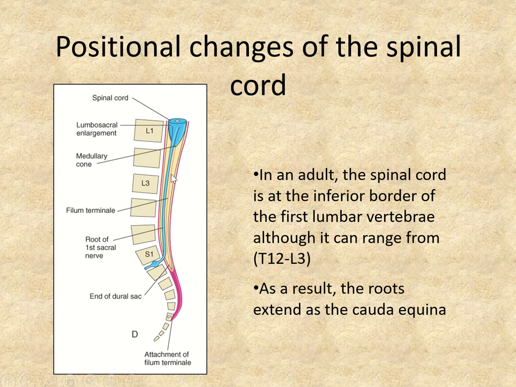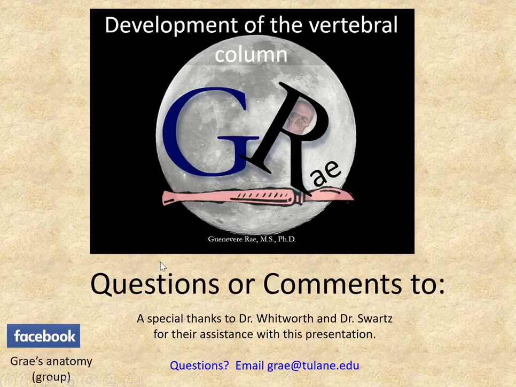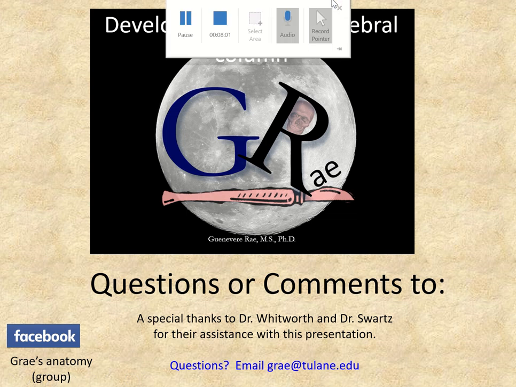However, hopefully you are beginning to appreciate through dissection that there's anatomic variation. So it can be as high up as T12, as far down as L3. And all of the roots that extend down because the vertebral column grew are going to result in that cauda equina. Okay, those are the most important things that you need to know about development of the spinal cord.